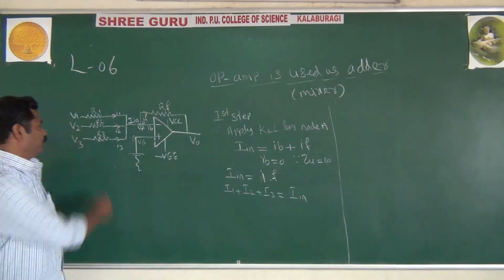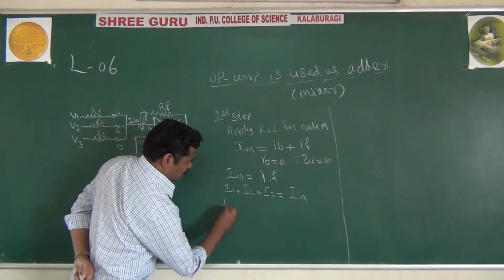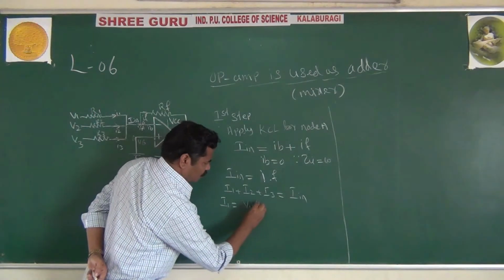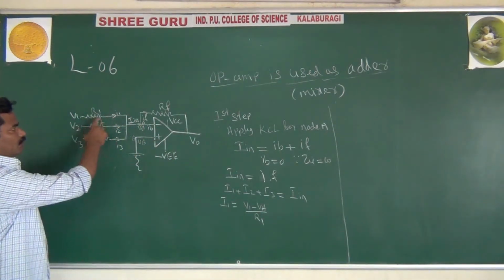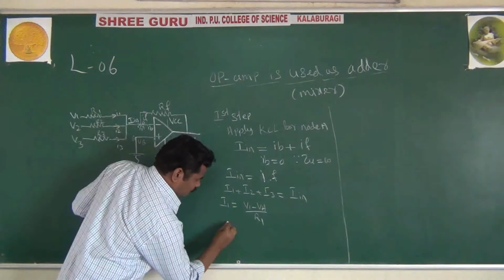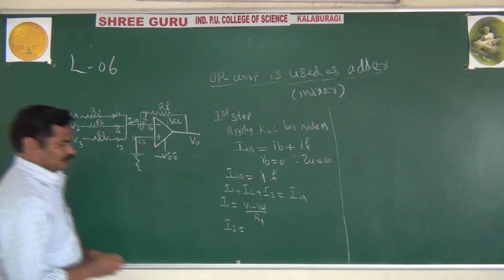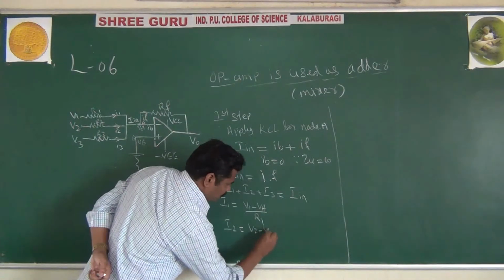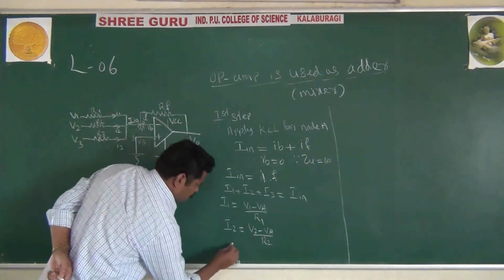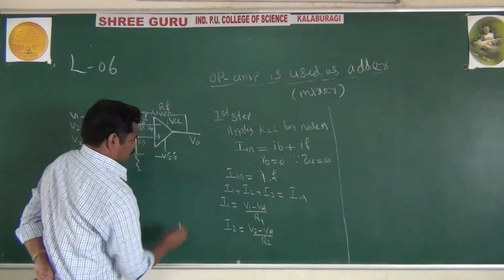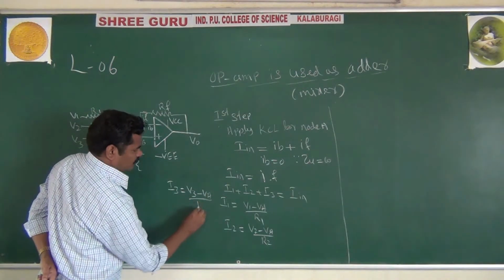So I1 equals V1 minus VA by R1. Then you go for I2. I2 equals V2 minus VA by R2. And finally you go for I3, which equals V3 minus VA by R3.